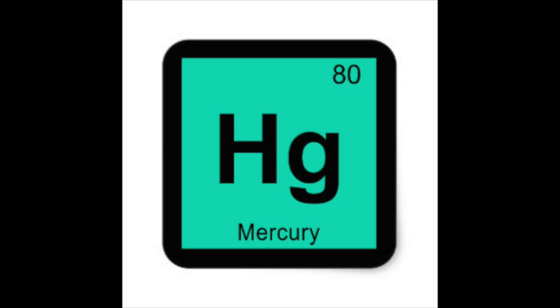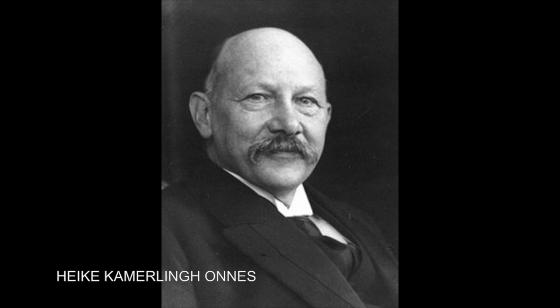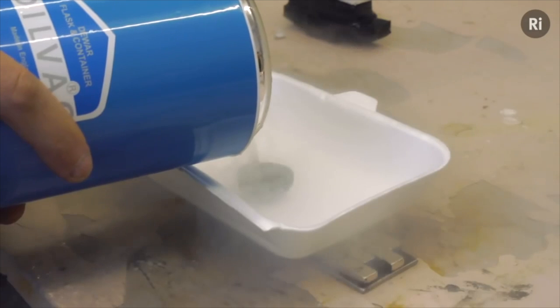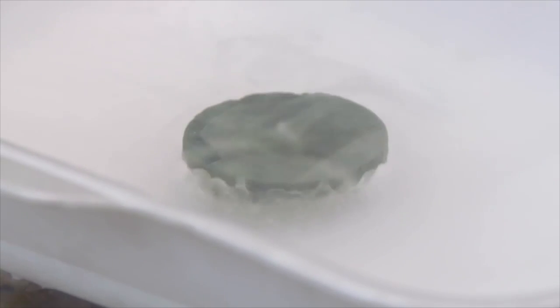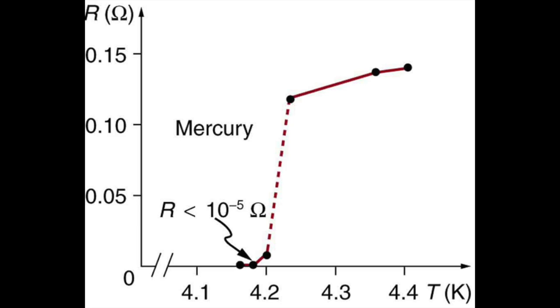Mercury, however, is different. In 1911, the Dutch physicist Heike Kamerlingh Onnes and his team cooled a sample of mercury all the way down to 4.2 Kelvin, above absolute zero. Its resistance abruptly disappeared. This was the very first observation of the phenomenon of superconductivity.